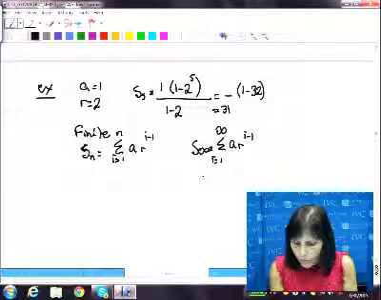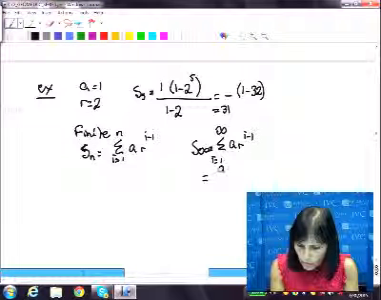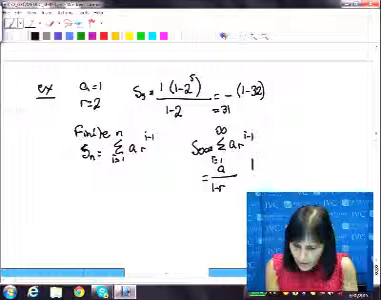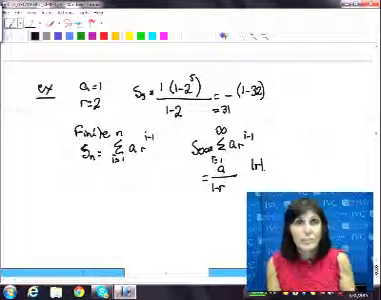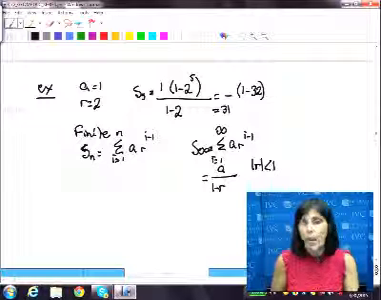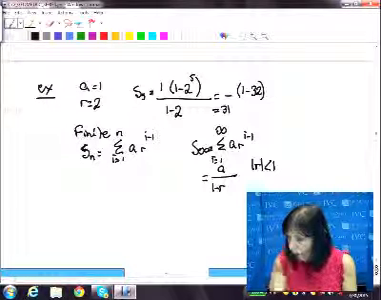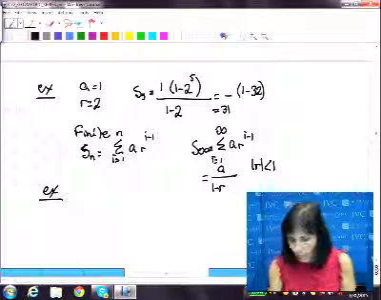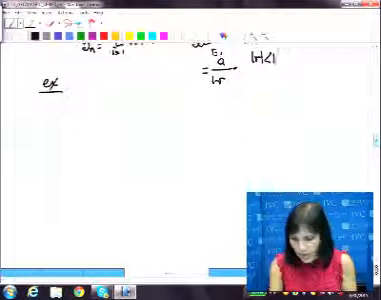And I know that for the infinite series, this is going to equal a over 1 minus r when the absolute value of r, it doesn't matter if r is positive or negative, is less than 1. Okay, very good. So can I do an infinite sum of a series that I am given? So let's look at that.